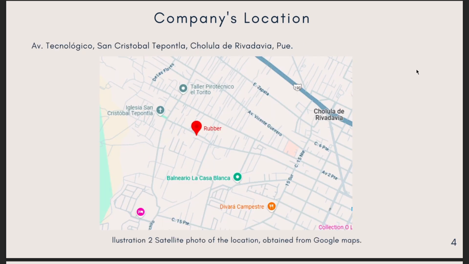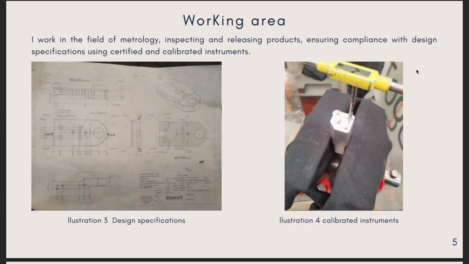The company's location is Avenida Tecnológico, San Cristóbal de Pontla, Cholula de Rivadavia, Puebla. The working area: during my professional internship, I worked in the boiler making area, where processes such as cutting, assembling, and welding of metal structures are carried out. There I identified opportunities to improve the tube bending process.